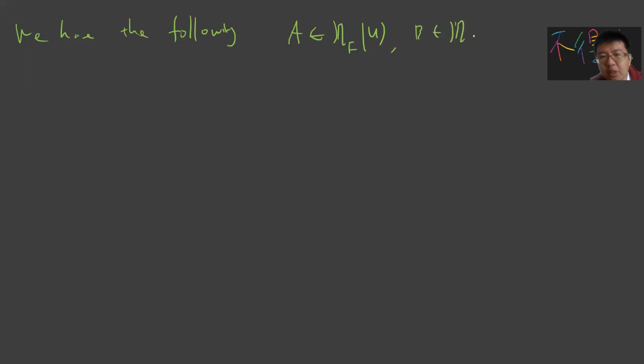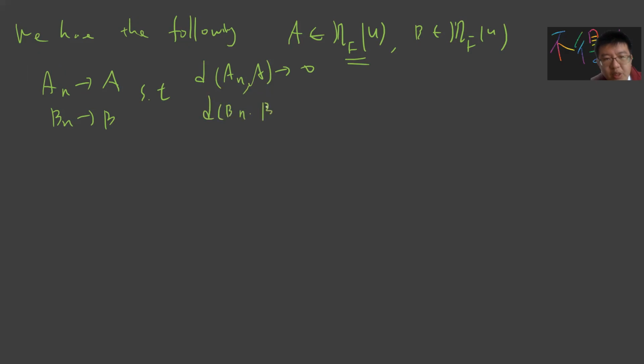By this lemma, we can easily get the following. Let's say A is a finite mu measure set, and B is a finite mu measure set. By definition, I can find A_n approaching A and B_n approaching B, such that D(A_n, A) goes to 0 and D(B_n, B) goes to 0.